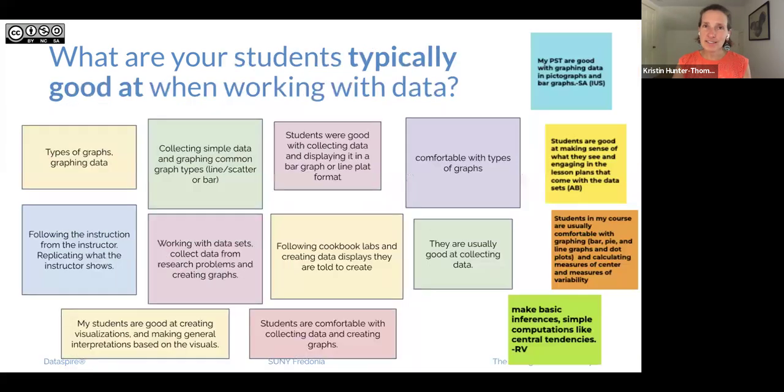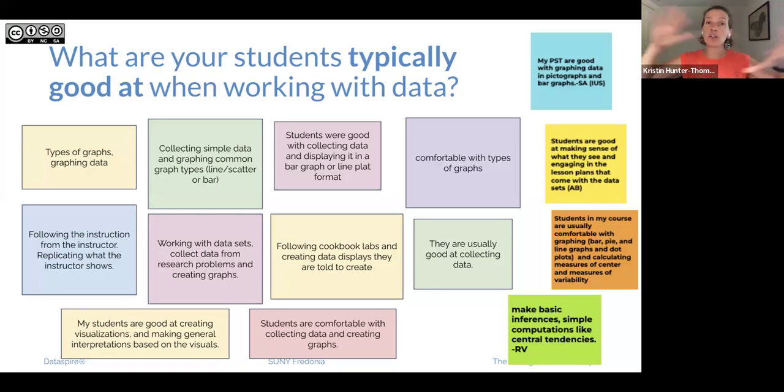What's interesting is that there was some overlap and some consistencies in what students are generally good at. They're comfortable with types of graphs. They're usually good at collecting data. So we heard a lot of, yeah, they're pretty good at collecting data, and they're pretty good at making some graphs.